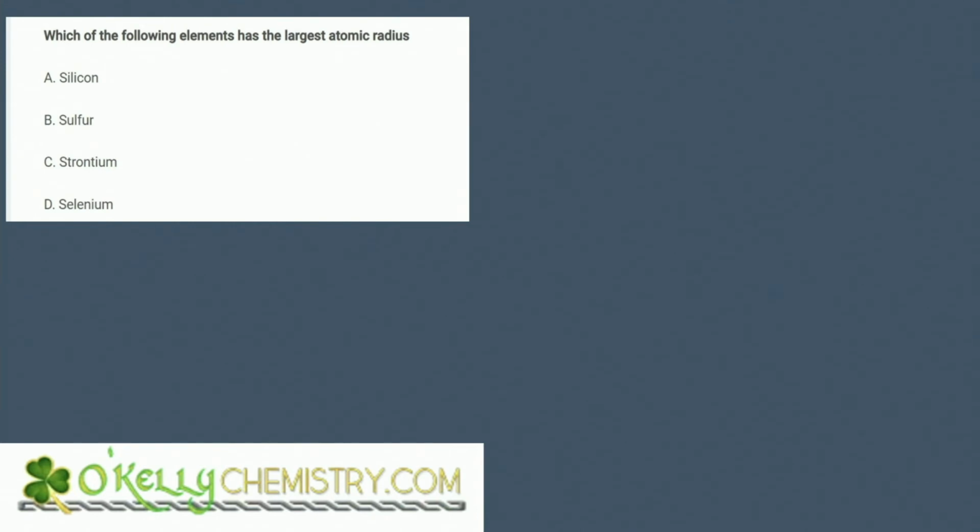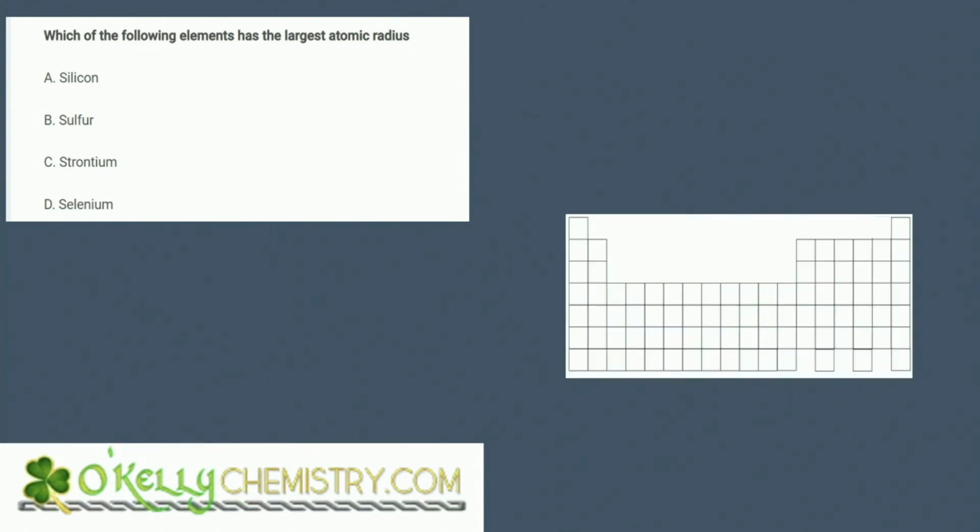So this question, which of the following elements has the largest atomic radius? So because we're asked for the largest, let's put in the increasing trend for atomic radius. So it increases as we go down, and it also increases from right to left. So silicon is in group 14, and it's in period 3. Next is sulfur, which is in group 16, period 3 also.